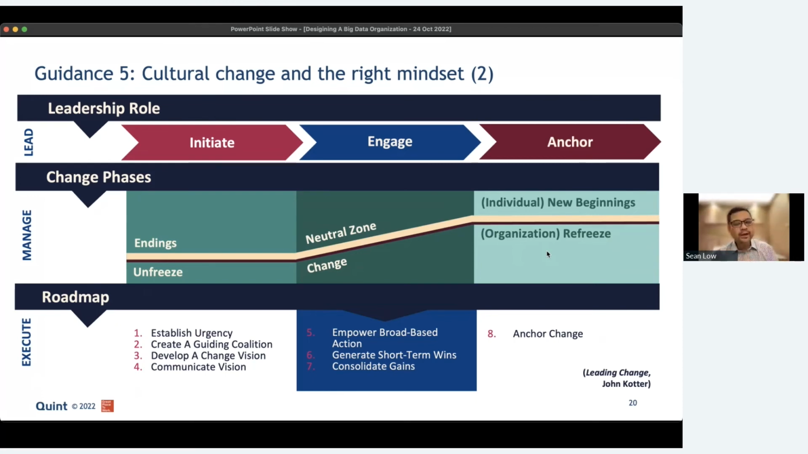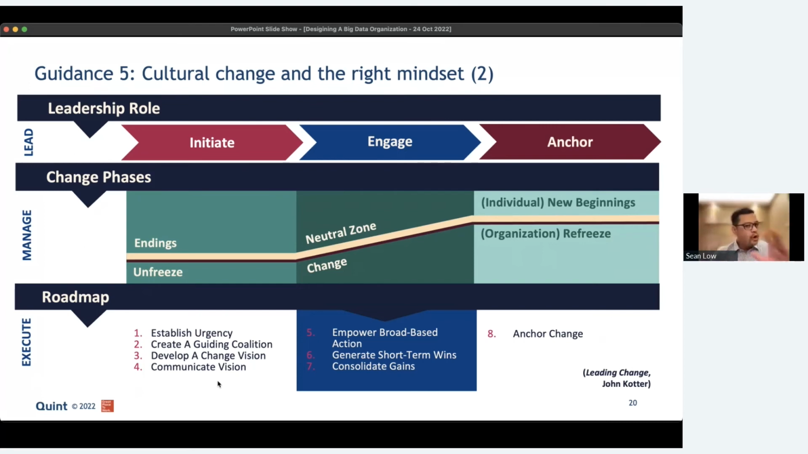And of course, remember when we talked about the big data roadmap, when we talk about strategy, it is not a technology roadmap or a way of working roadmap, but it's also a cultural change roadmap. If you look at the bottom roadmap, according to John Kotter in his book, Leading Change, these are the 8 activities that can help with the cultural roadmap.